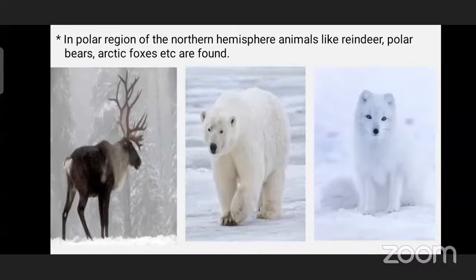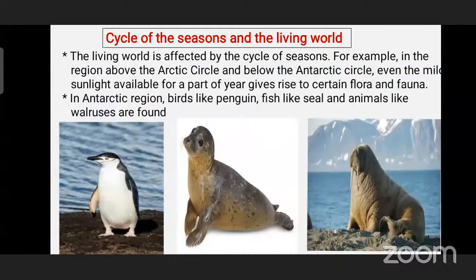But students, what happens? Some animals or birds cannot survive in this cold region. So what happens, students? They migrate. Migrate means they go to some other place in search of food, because in this cold region the trees cannot grow, so the animals cannot find their food. So at that time, they go to another region. We will see some examples of such birds in the next slide, students. Some birds are there. Next slide.